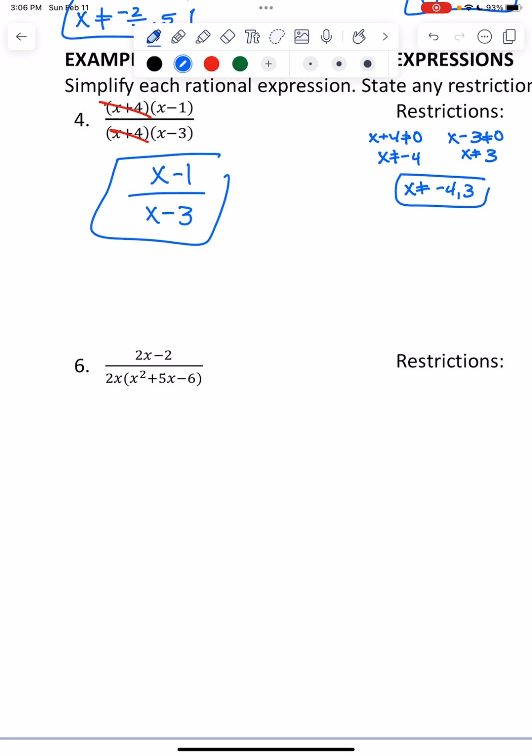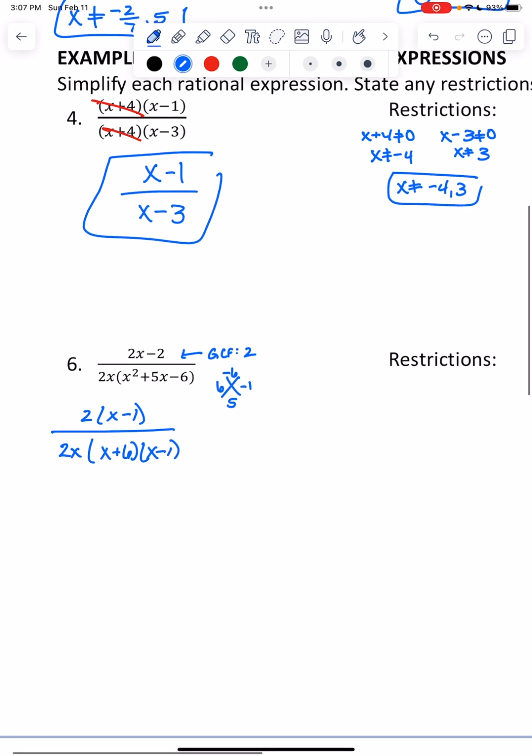All right? So in the numerator, there's a GCF here of 2. So let's take out that greatest common factor of 2. If we take that out, we have 2 times x minus 1. And then in the denominator, 2x we can't do anything with, but this one we can use big X for. Multiplies to negative 6, adds to 5, would be a positive 6 and a negative 1. So x plus 6, x minus 1.